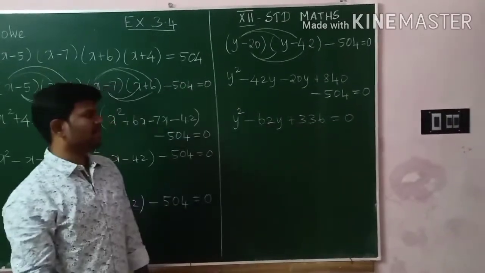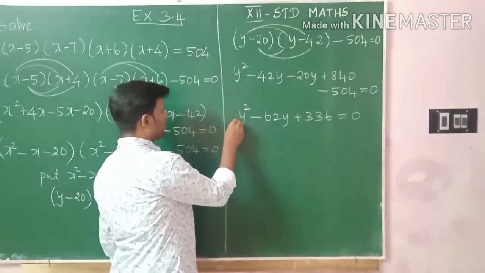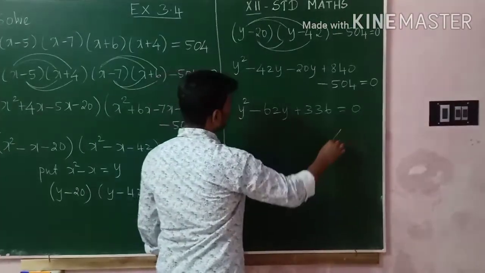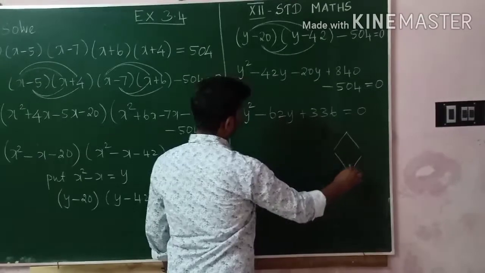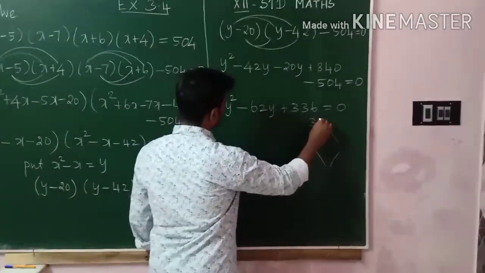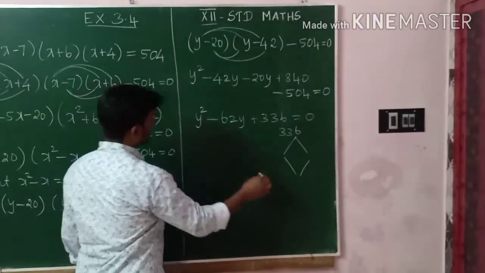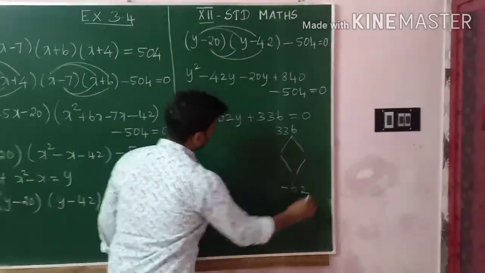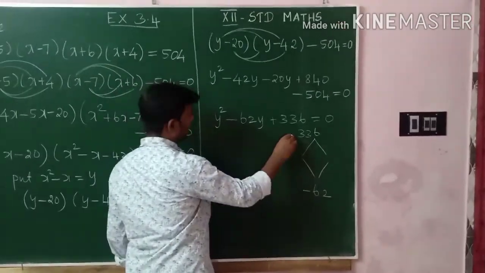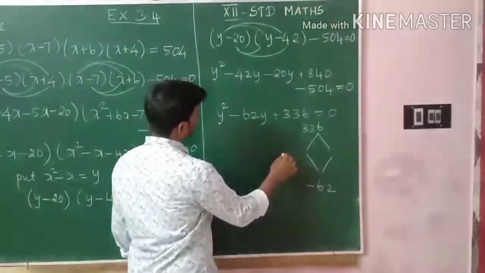So now we have to factorize this quadratic polynomial. How do we have to factorize? Take the coefficient of y square, multiply with the constant term. So coefficient of y square is 1 and constant term is 336. So 1 into 336 is 336, and coefficient of y is minus 62. Multiplying should give 336, adding should give minus 62. So what is the possibility?